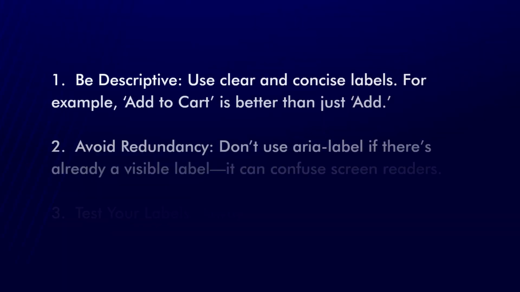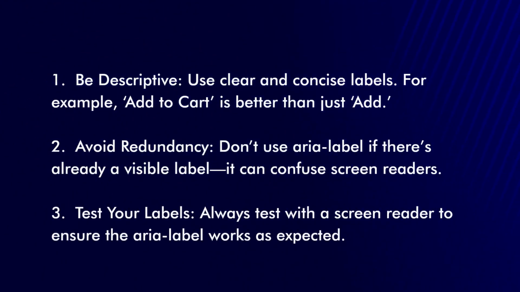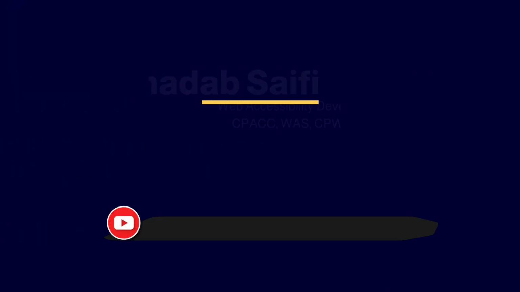When using aria-label, here are some best practices to follow. 1. Be descriptive. Use clear and concise labels. For example, add to cart is better than just add. 2. Avoid redundancy. Don't use aria-label if there's already a visible label. It can confuse screen readers. 3. Test your labels. Always test with a screen reader to ensure the aria-label works as expected.